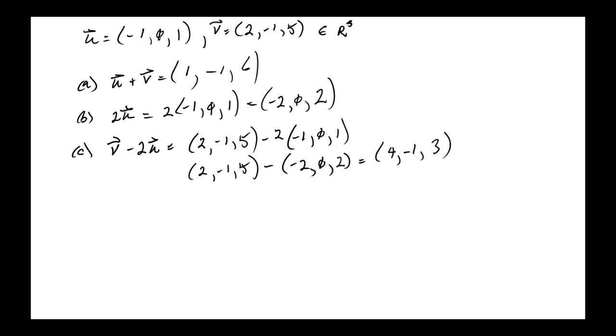See how they did? They did u plus v was (1, -1, 6). Perfect. B was (-2, 0, 2). Perfect. And C was (4, -1, 3). Excellent.